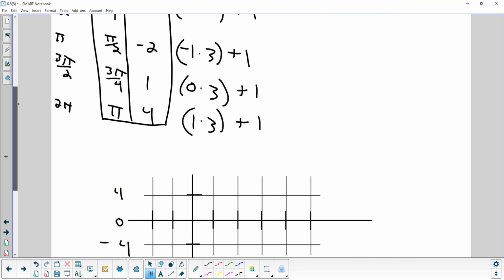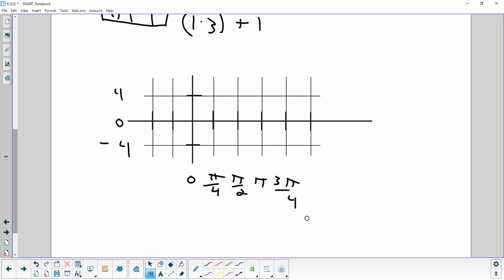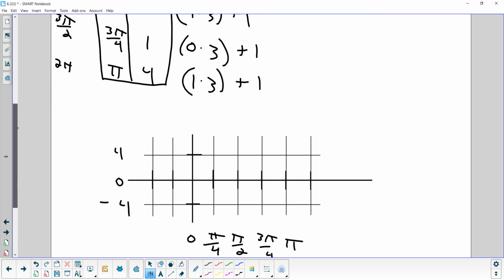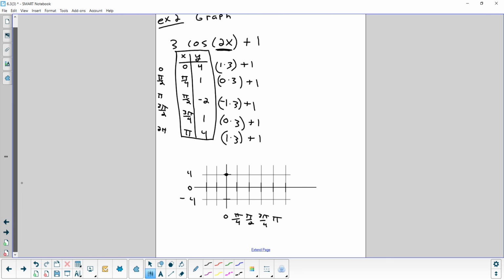I think I messed one up. 0, pi over 4, pi over 2, 3 pi over 4, and pi. Alright, so 0, 4. Pi over 4, 1. I'm just going to estimate, I don't really have a good mark for that. Pi over 2, -2. 3 pi over 4, I'm at 1. And pi, I'm back at 4.